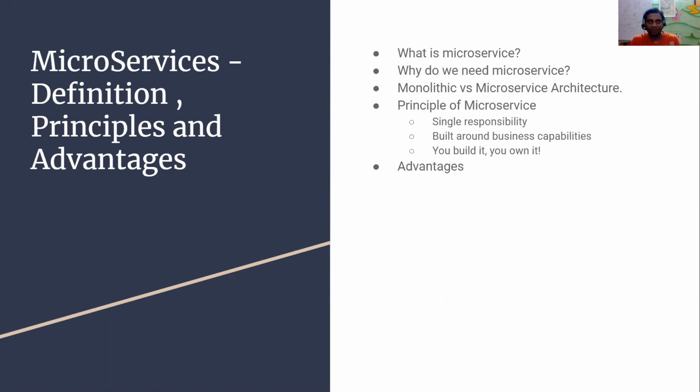Built around capabilities. A very important thing is you need to build around capabilities, not around the technology stack. I will not say database layer is one microservice, business layer is one microservice, and UI is one. No, you have to build around the capabilities. You build it, you own it. What this means is that people who are developing microservices should own it till the production level.